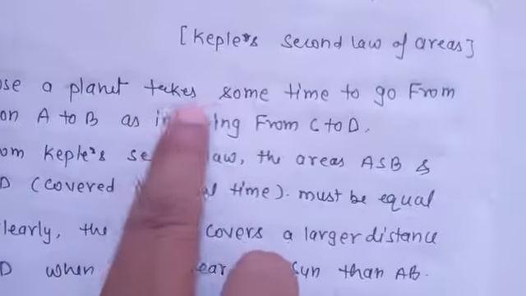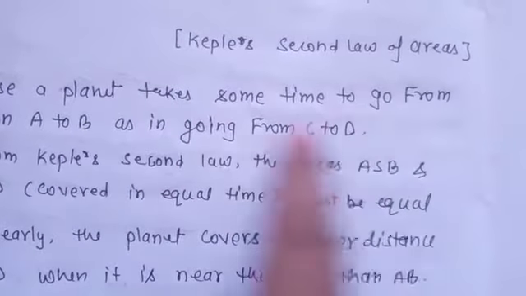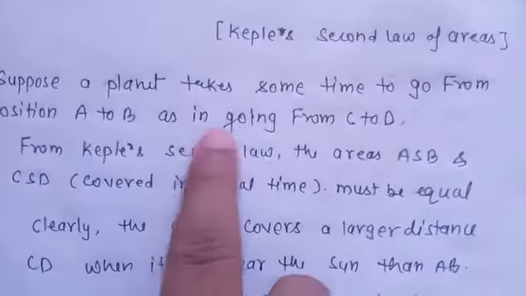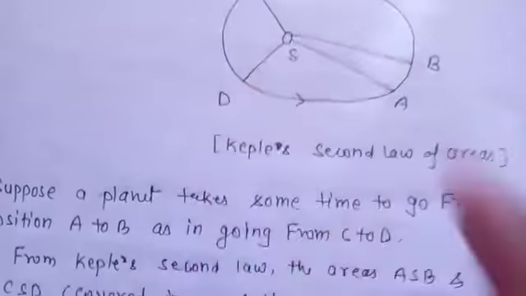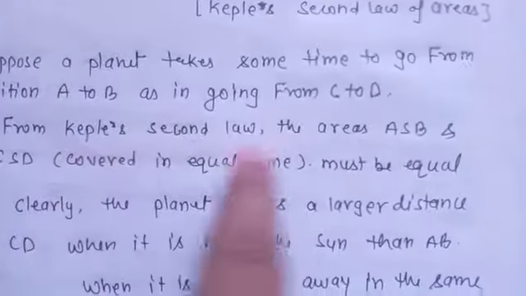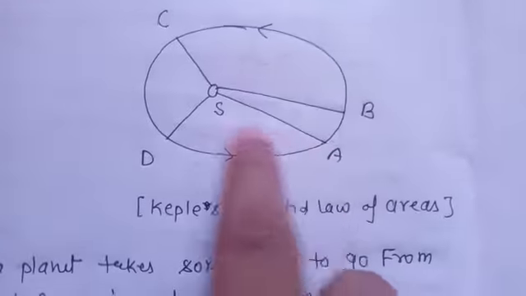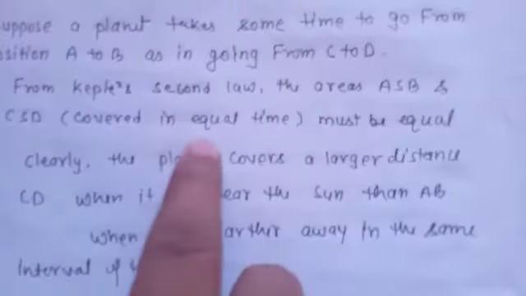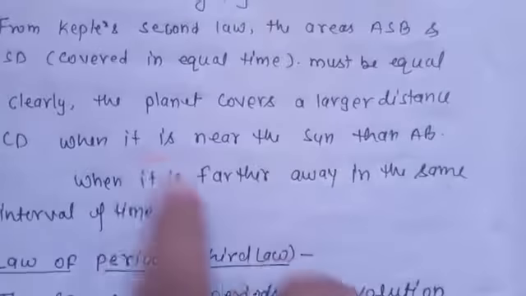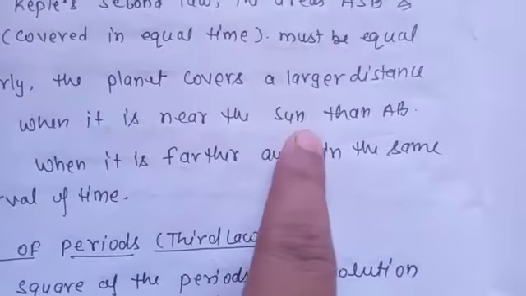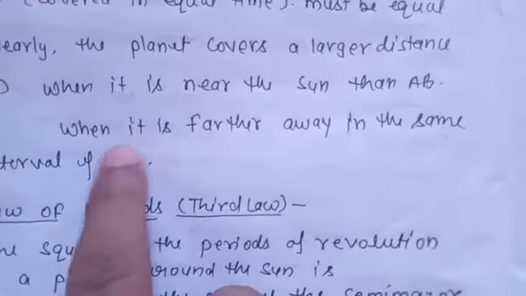Suppose a planet takes some time to go from position A to B, as in going from C to D. From Kepler's second law, the areas ASB and CSD covered in equal time must be equal. Clearly, the planet covers a larger distance CD when it is near the Sun than AB when it is farther away in the same interval of time.